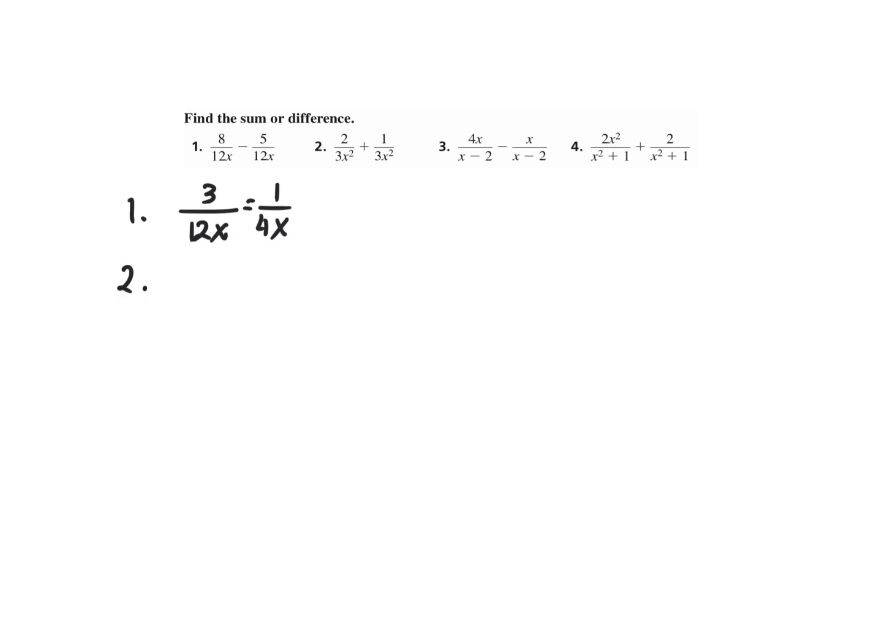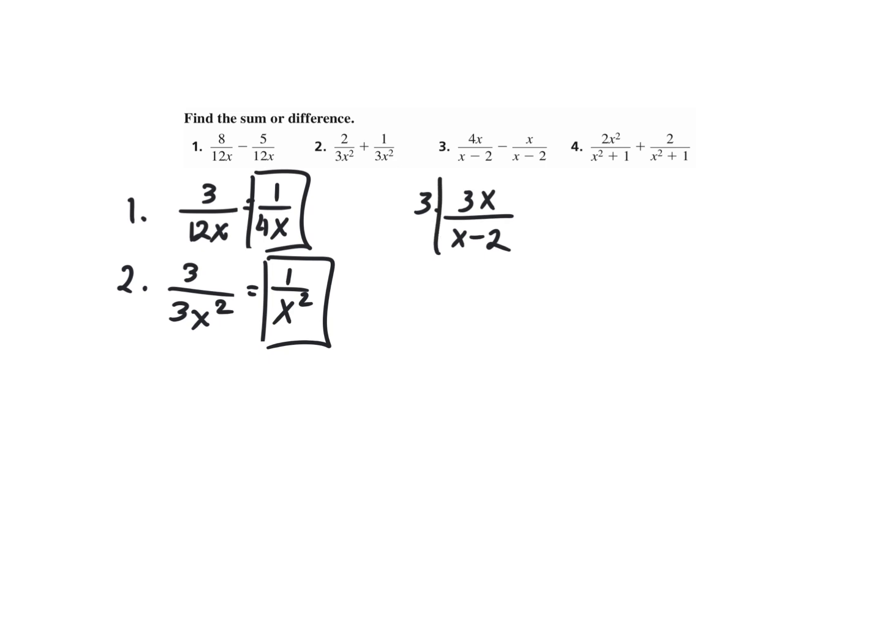For number 2, again, we have the same denominator, so we can go ahead and just add the 2 plus the 1, so we get 3 over 3x squared. But because we have a 3 on the top and a 3 on the bottom, this can be simplified into 1 over x squared. Then for number 3, I can go ahead and subtract the 4x minus x since we have the same denominator. So we're going to get 3x over x minus 2. And that's going to be our answer because there's nothing we can do to simplify it.